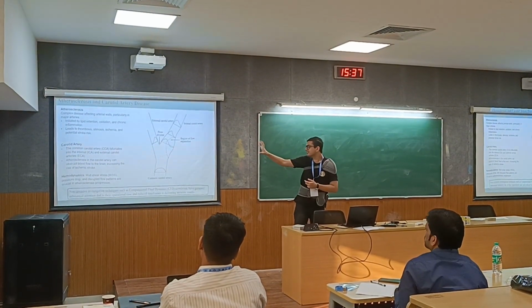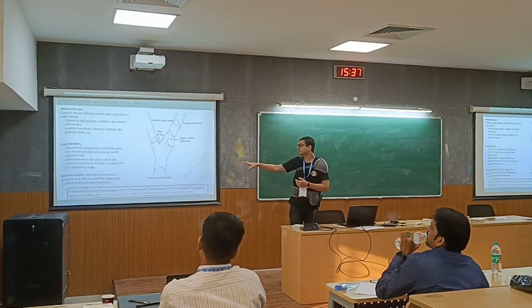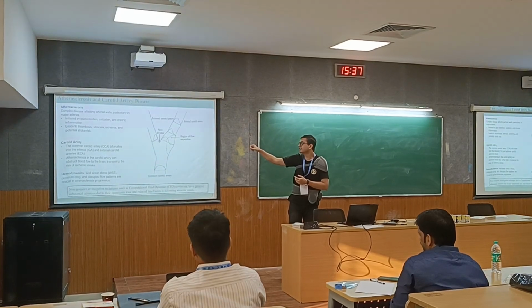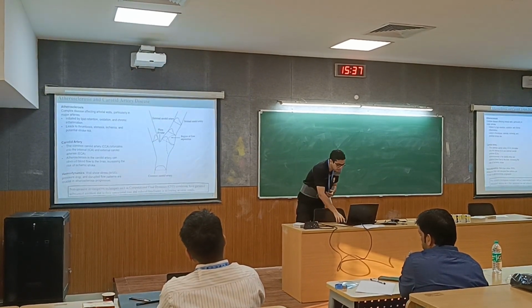So this is essentially the structure of the carotid artery. You can see that the common carotid artery bifurcates into two branches. The internal one is preceded by a bulge.